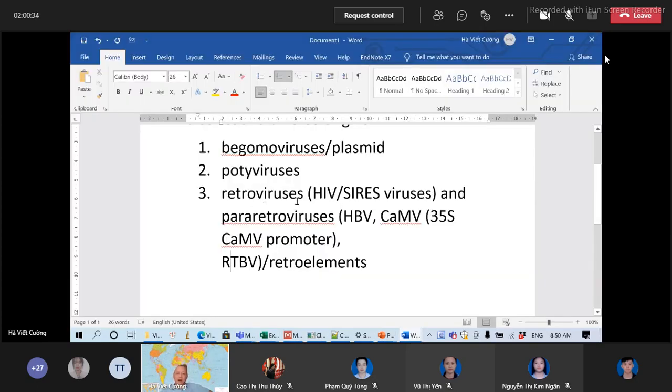Retroviruses and pararetroviruses share a common thing with retro elements. So the origin of this group of viruses is from what? Retro elements.